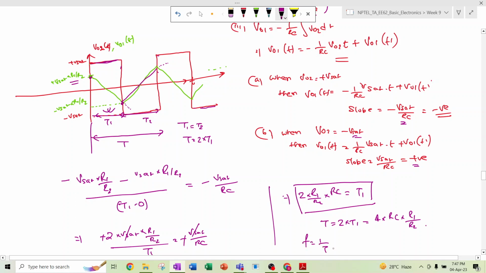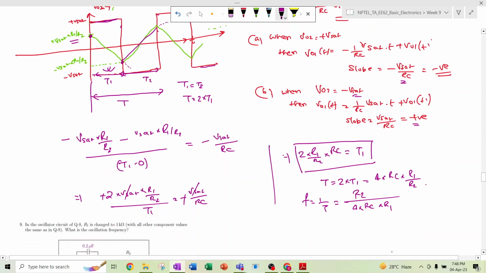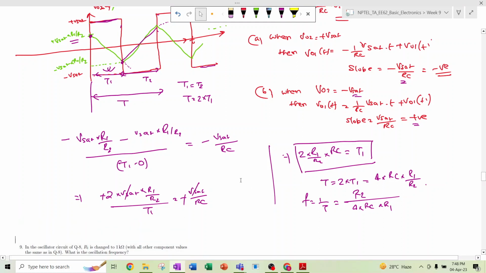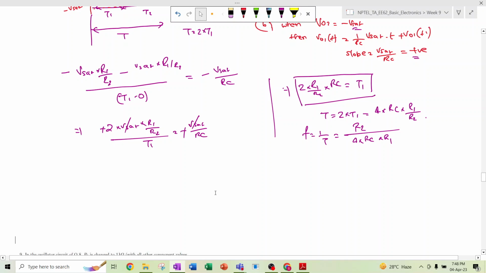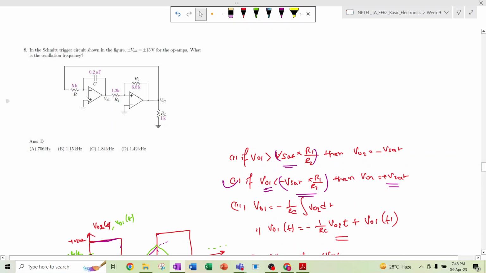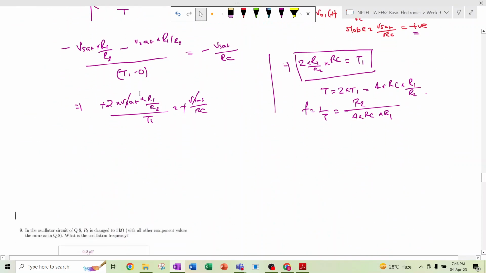So frequency is nothing but 1 divided by time period, equal to 1 divided by 4 into RC into, so here it will be R2 and here it will be R1. Okay, so this is the formula of the frequency of the oscillation. Okay, so if we put the value of the resistor elements, what are we getting?